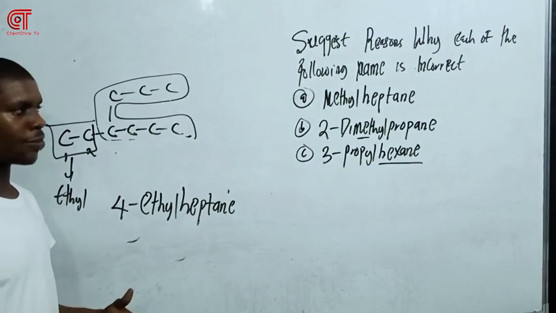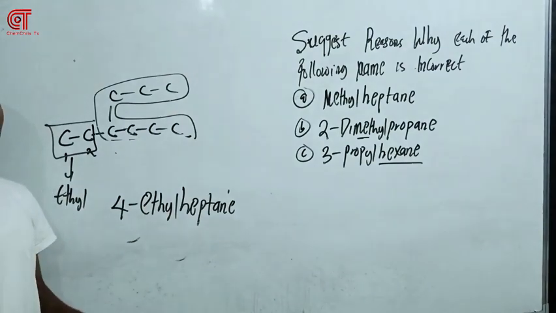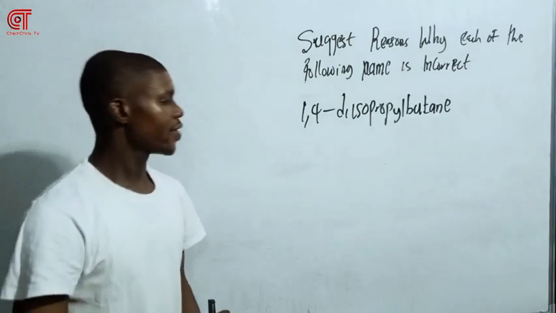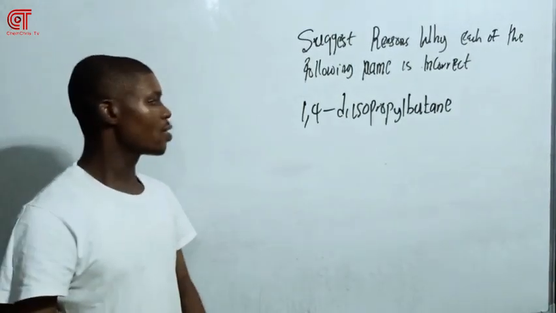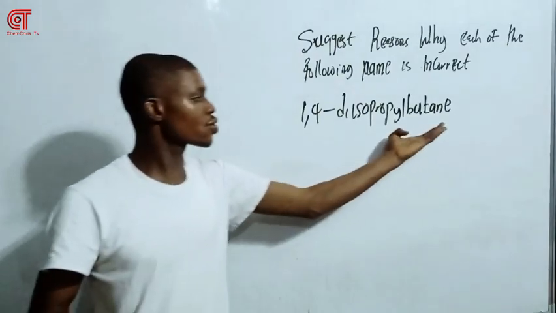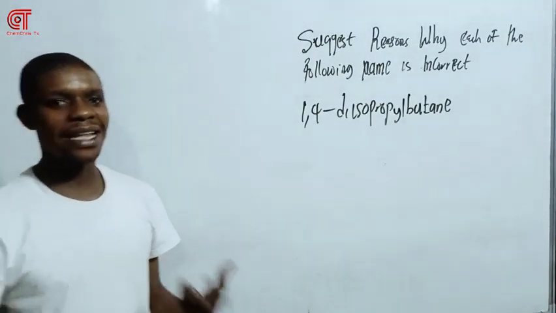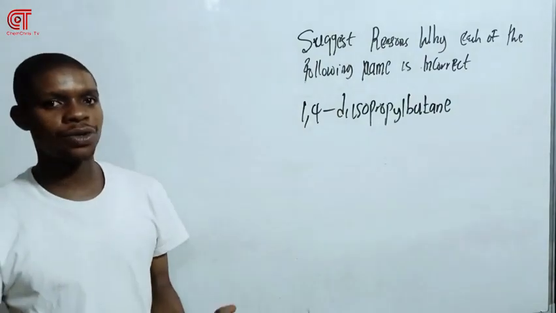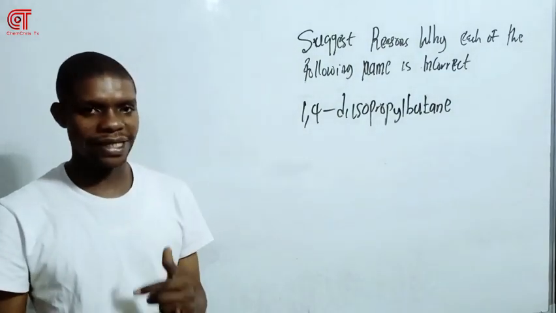So let's see if you can do one more before we end this class. We are being given this compound here. It says 1,4-isopropyl butane. Now this structure is wrong. Then they ask you why the structure is wrong, and you suggest the correct name.